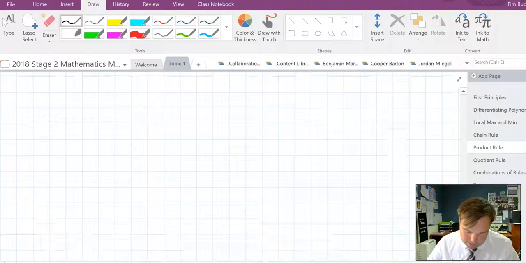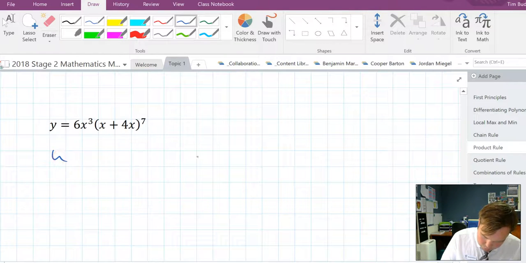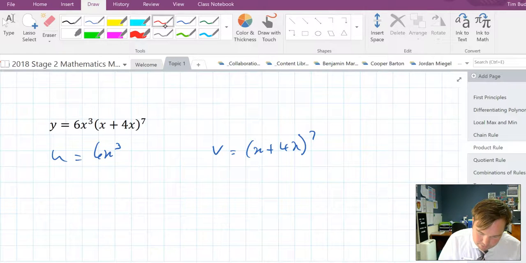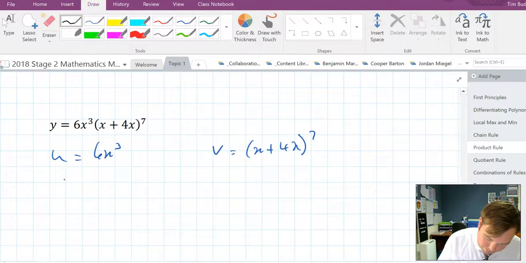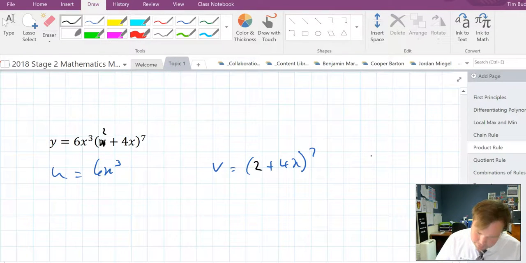Alright, last example. U, v, 6x cubed, x plus 4x, that's just silly, to the power of 7. I didn't mean to write 4x in there. I just meant to write 4, but you know what? Let's just keep going. Actually, no, let's not keep going. Change it to a 2. Apologies.